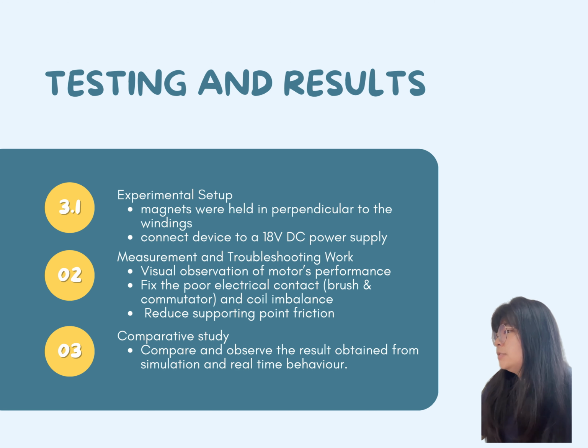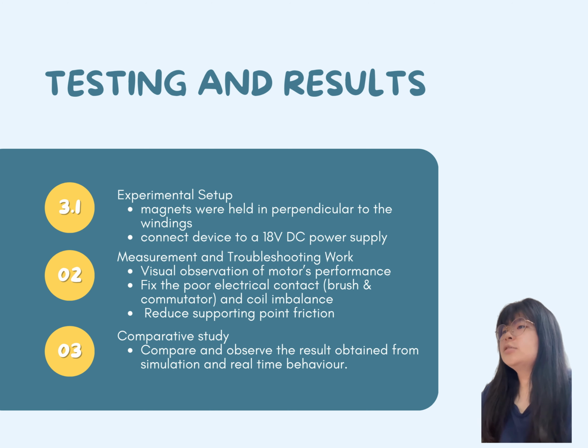The second part is the measurement and troubleshooting work. We used visual observation of the motor's performance, and we fixed the poor electrical contact at the brushes and the commutator, and the coil imbalance. We also reduced the supporting point friction to make our project run more smoothly.